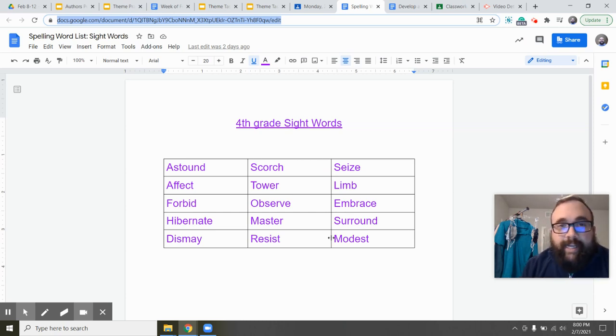So, let's talk real quick about our spelling words this week. We have, we have called them fourth grade sight words. So, sight words are words you see a lot. These are words that are going to be in a lot of things we read and a lot of things you're going to read. These are grade level words, okay? So let's go over them together. Say this after me, please.